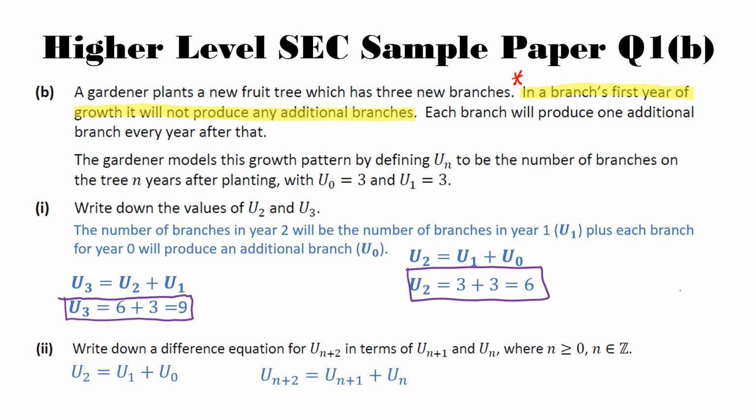So that un is not saying that we have to add in those years or the branches that existed 2 years ago. We're saying that the number of branches that existed 2 years ago will now all produce one more additional branch, so that's still going to be equal to the number un.